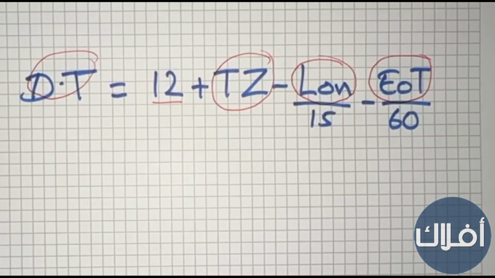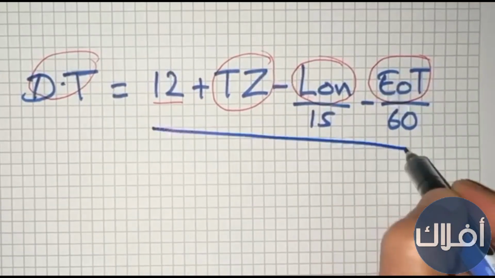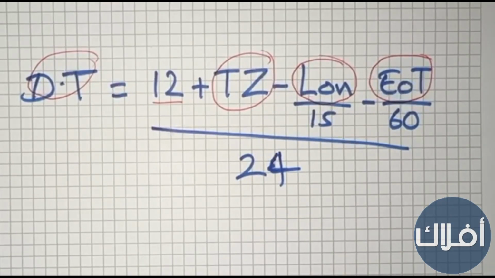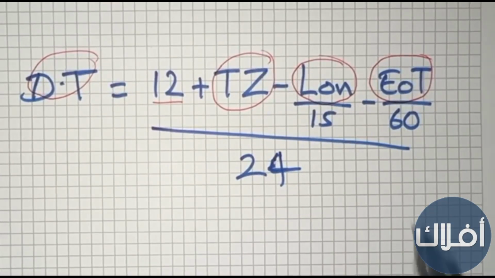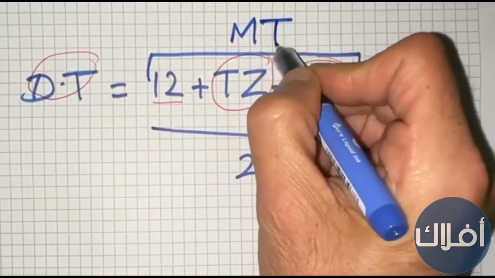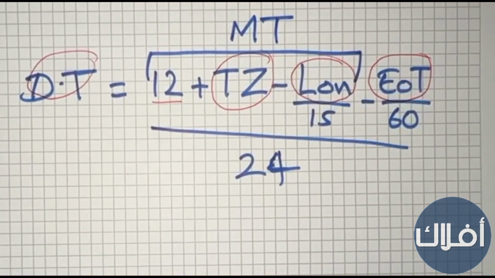dt here is calculated in hours. If we want to convert it to a portion of a day, we divide everything by 24. And because EOT is the only one that changes continuously, we will calculate the rest as MT, where MT is the mean time, the average Dhuhur prayer time throughout the year. And then dt becomes MT minus EOT divided by 60 divided by 24, or simply MT minus EOT over 1440, because EOT is measured in minutes, and 1440 is the number of minutes per day.